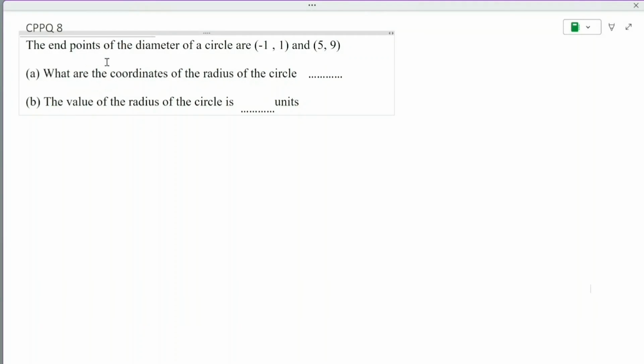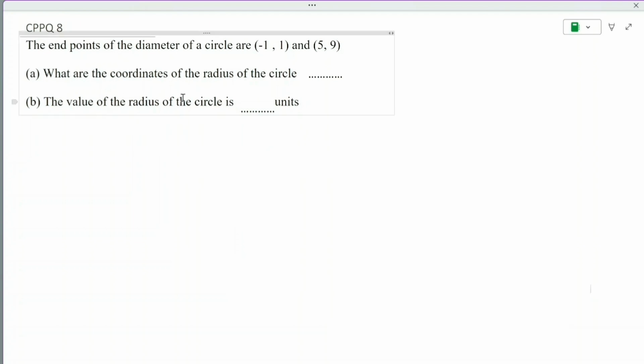Question 8. The endpoints of the diameter of a circle are (-1, 1) and (5, 9). 8a. What are the coordinates of the radius of the circle? 8b. The value of the radius of the circle is dash units.